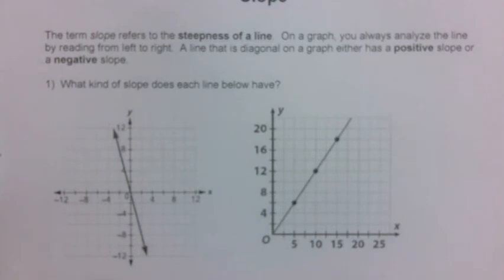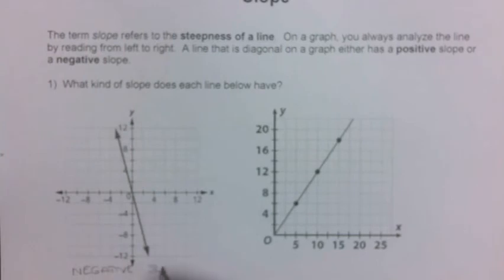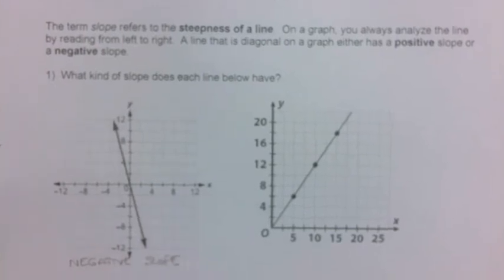And so in example number 1, they would like us to determine what kind of slope each line below has. Okay, so again, just like you read a sentence in a book, you analyze a graph by reading from left to right. What is happening to this line as we move from left to right? Well, that line is decreasing as we move from left to right. Therefore, this is a picture of a line that has a negative slope. When the line is decreasing as you move from left to right, we say it has a negative slope.